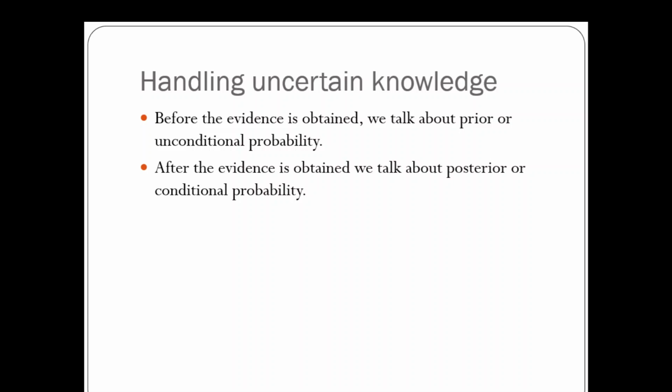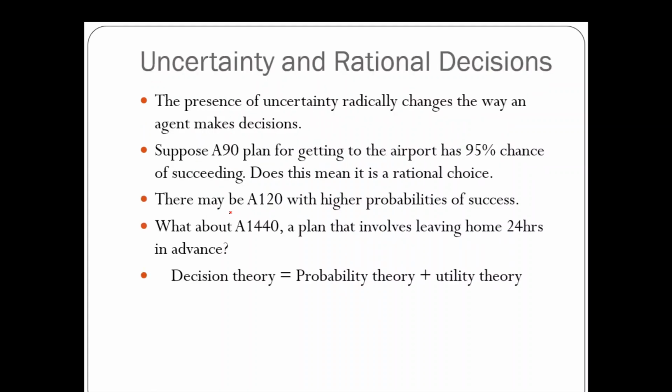So there are two types of probabilities which we will be discussing. One is called prior or unconditional probability, and the other is called posterior or conditional probability. That is, before any evidence. If we don't have any evidence, then we talk about prior or unconditional probability. If we have some evidence, then we will be talking about posterior or conditional probability. Okay. Later we will be discussing some examples for this, right?